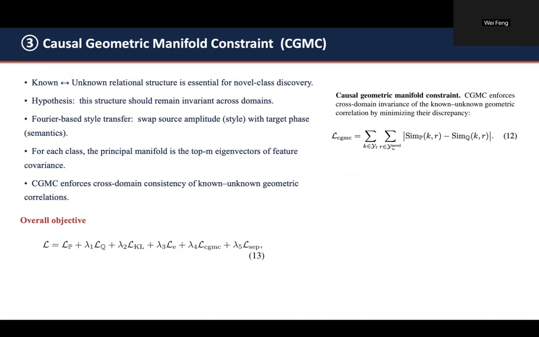To reduce the bias caused by the domain variable, we also propose the CGMC module, which preserves known and novel category geometry across domains. We first generate cross-domain samples using Fourier-based style transfer, where amplitude captures style and phase preserves semantic structure. Then, for each category, we estimate its principal feature manifold using the top vectors of the covariance matrix, which enforces the correlation among this manifold to remain consistent across domains.